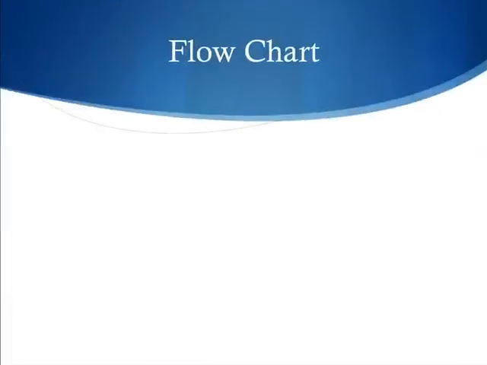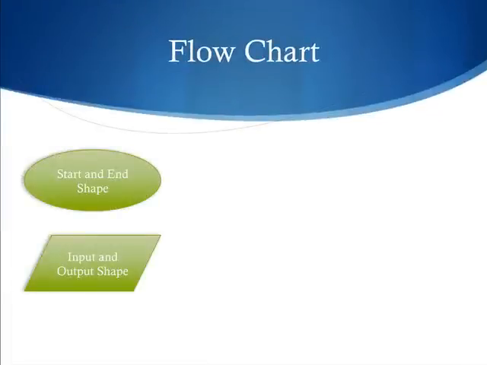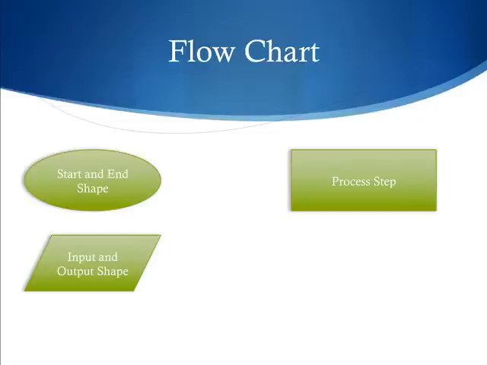So let's take a look at the actual shapes. Again, the start and stop is sort of an oval. The parallelogram shows the input and output. Just a step in the process is shown as a rectangle. And the diamond shows us a decision or conditional statement.